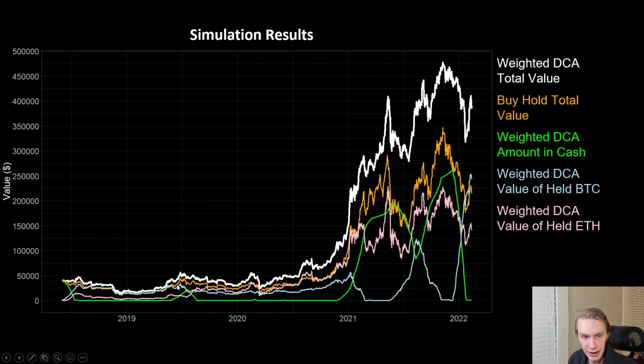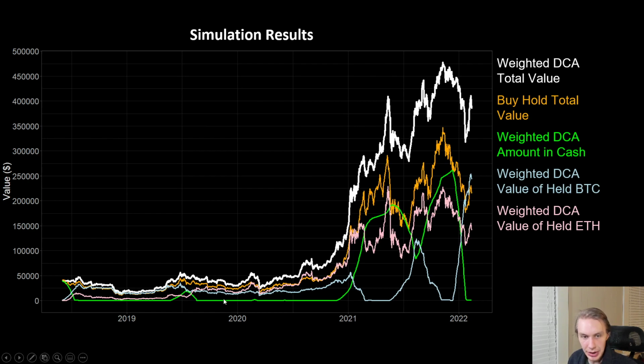You can actually see that here, where the blue line is the Bitcoin value that they hold. The pink line is the Ethereum value they hold. You can see they're selling Bitcoin and buying Ethereum during this time here. So they're just rebalancing their portfolio based on the current risk levels at the time.